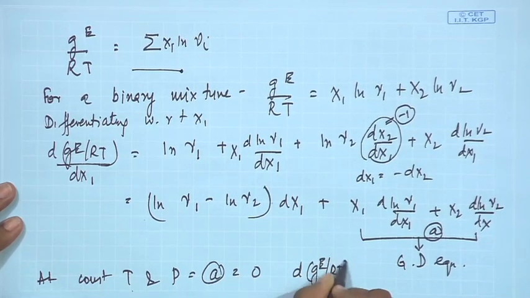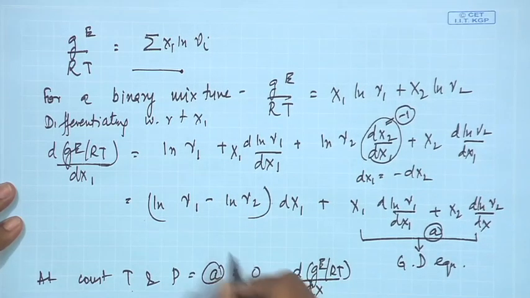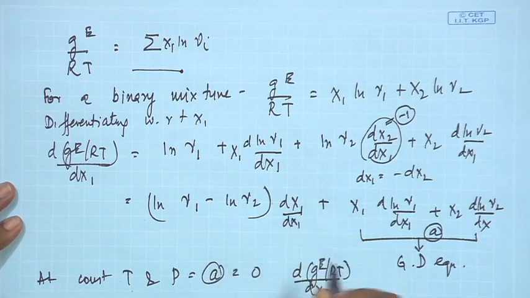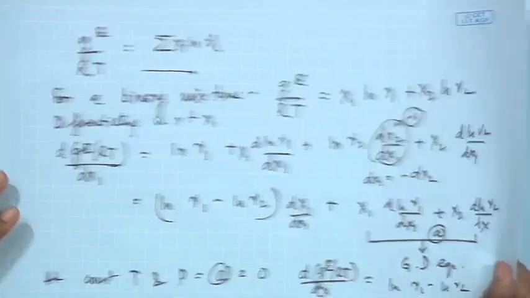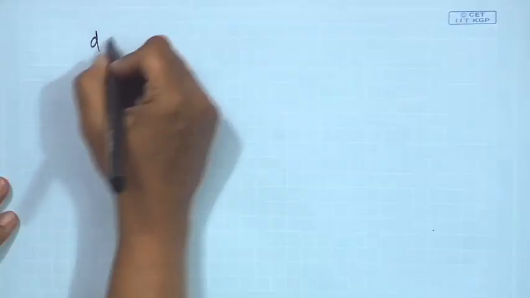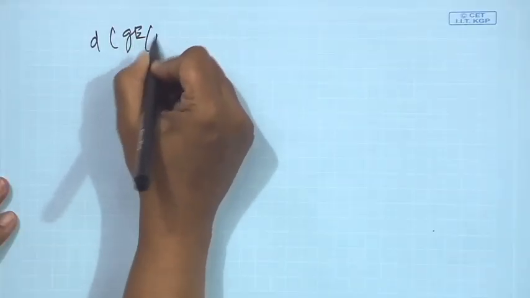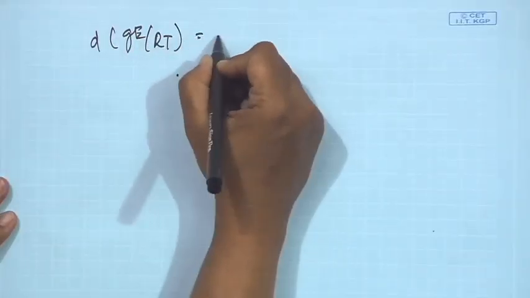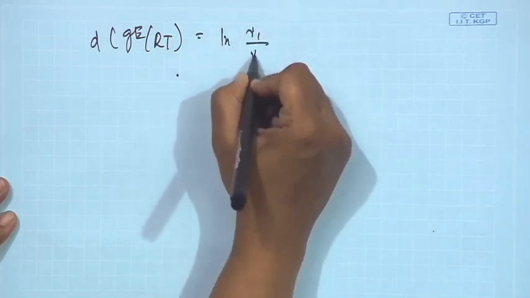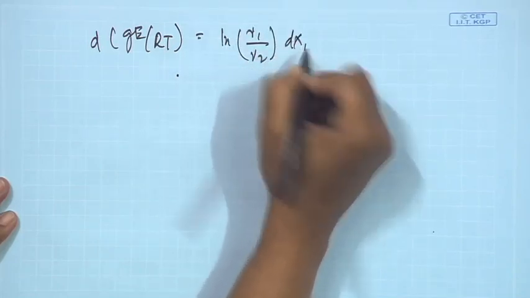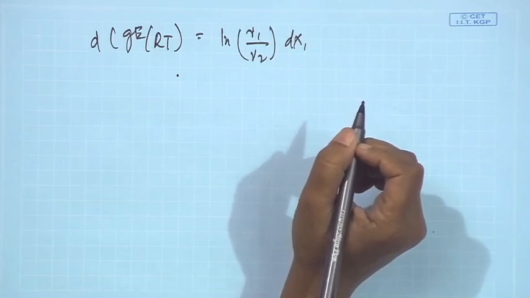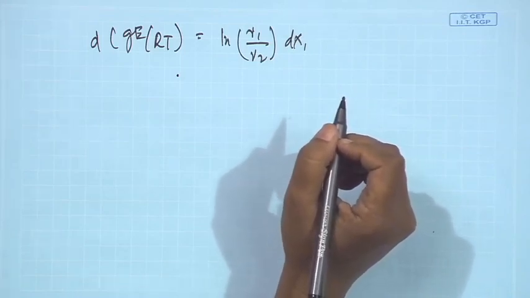So, we know that for this particular condition we find d(GE/RT)/dx1 equals ln gamma 1 minus ln gamma 2. Or else, what can we write this down as? We can write this down as d(GE/RT) equals ln(gamma 1/gamma 2) dx1. Now, we can integrate this particular equation, isn't it?